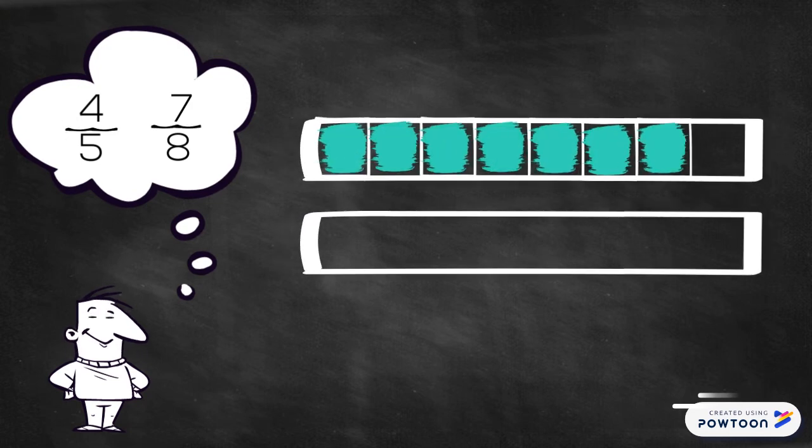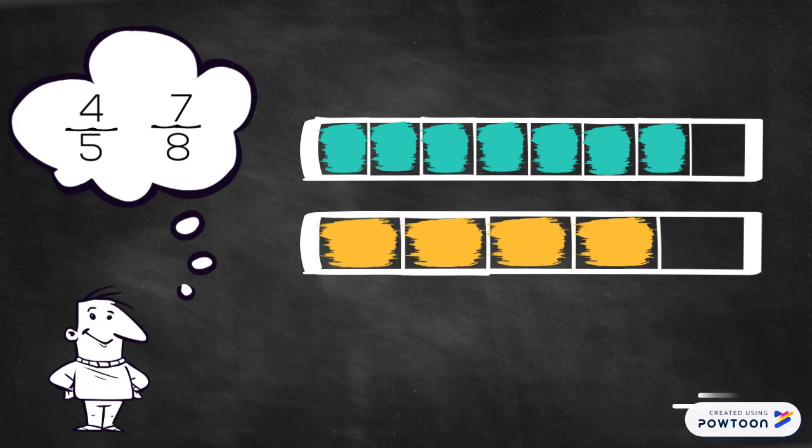Our first rectangle we will divide into eighths and shade in 7 of these eighths. Our second rectangle we will divide into fifths and shade in 4 of these fifths. Using residual thinking, we can see that 1/8 is smaller than 1/5, therefore 7/8 is slightly larger.